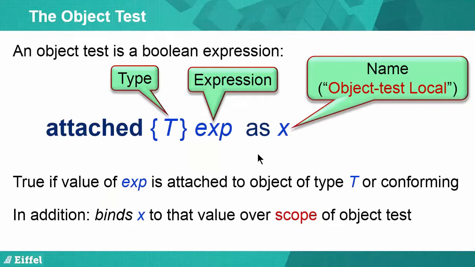The object test is a quite general construct, and here it has the general form as shown, attached t exp as x, where t is a type, exp is an arbitrary expression, and x is a name which is not used in the enclosing context, so it's a new name that will be used to refer to the value of exp locally.